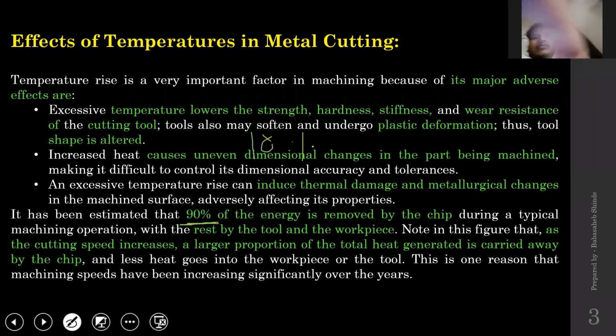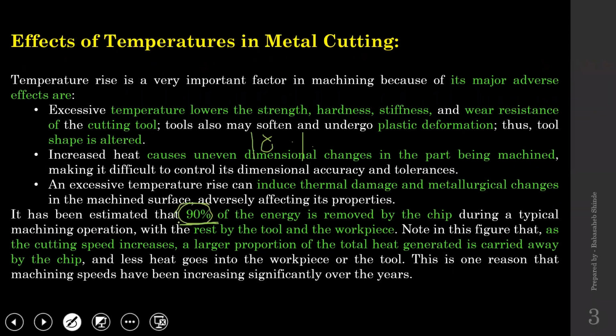And this 90% can be further increased, meaning already 90% of heat is being taken by the chip, and we can increase that amount further.